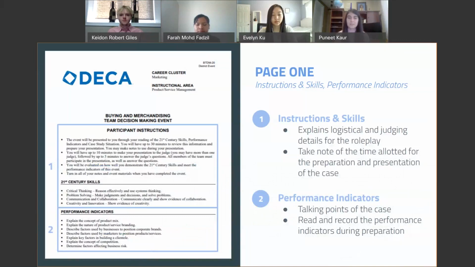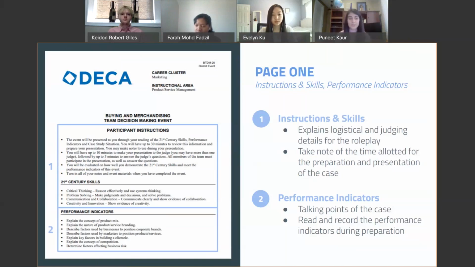All right, so starting with page 1, this is where you would see your instructions and skills and what's required of you within the role play. So it walks you through what to expect in terms of 21st century skills, performance indicators, and a case study situation. And if it's a team event, you have usually 30 minutes to review, and then 10 minutes if it's an individual event. But it basically breaks down the judging details, the structure of the role play, and how much time you have to prepare. So do make sure that you review that before you start, because you don't want to expect to have more time than you actually do.